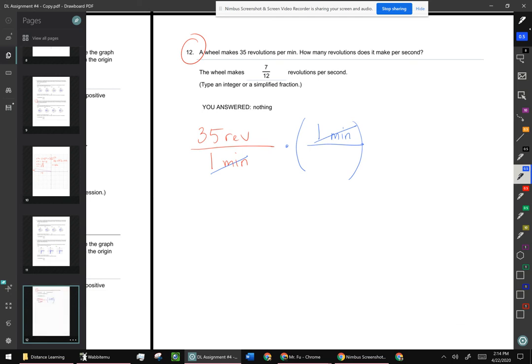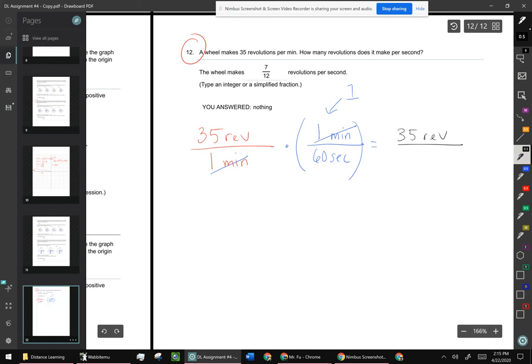But I can't just multiply by 1 minute because, well, then I'm just changing the value. So 1 minute is the same thing as 60 seconds. That's the unit that I want. And remember, 1 minute divided by 60 seconds, that's actually 1. We're actually just multiplying by 1. It's in a different unit. So let's go ahead and do that. And that's basically 35 revolutions per 60 seconds.